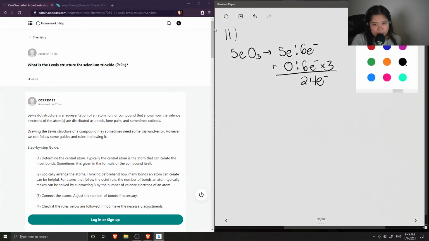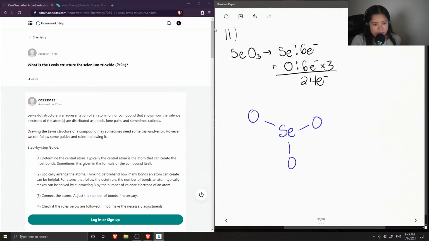First, let's draw selenium as our central atom, and then draw single bonds to each of my oxygens. If I draw in all of the lone pairs on my oxygens, it'll look like this. This gives us 24 valence electrons, except all of these oxygens would have a negative charge, and we want a neutral compound. Also, our selenium doesn't have a full octet.